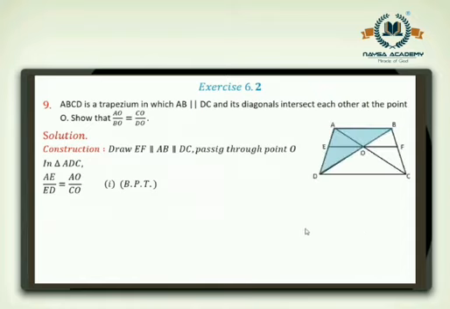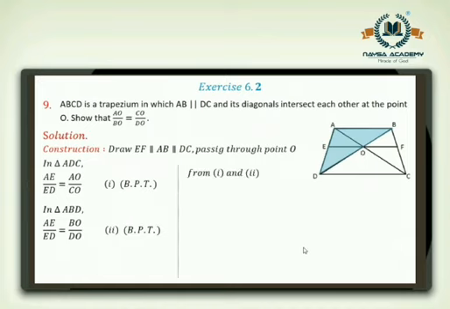In the same way, if I use triangle ABD, again this EO is parallel to AB. Therefore, again by using basic proportionality theorem, we can say that AE upon ED equals BO upon DO. So, from 1 and 2, we conclude that AO upon CO equals BO upon DO. Now observe what we have to prove. We have to prove that AO upon BO equals CO upon DO. So I want this BO here.